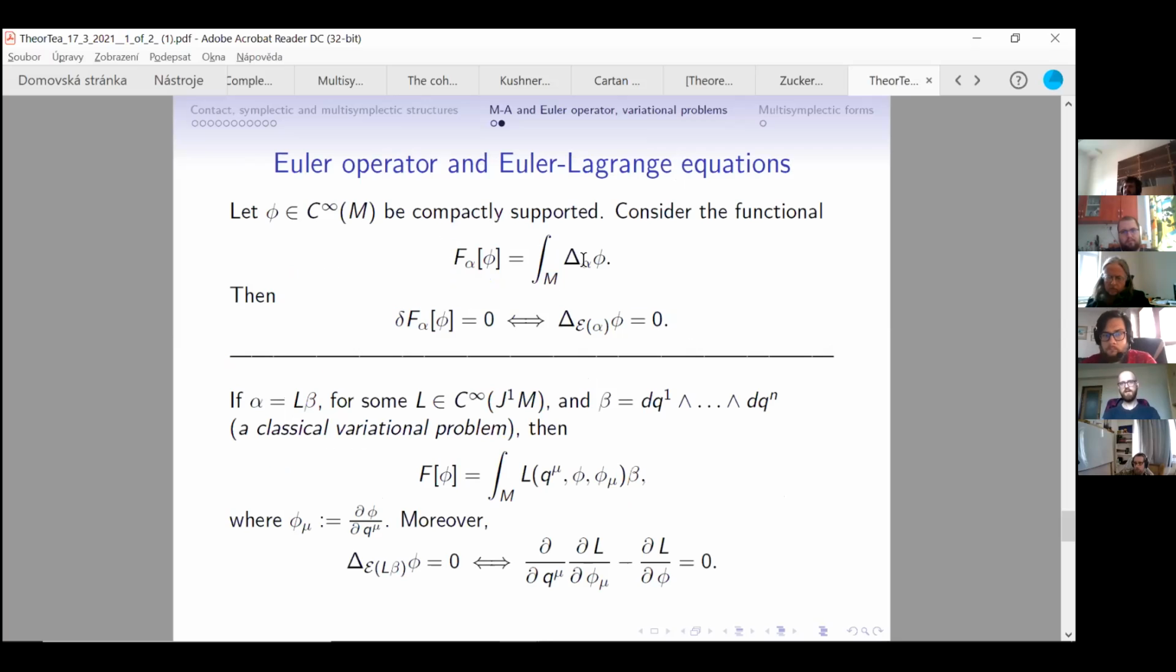Meaning I can take a form up on J1M and define a functional down on M. And I can ask whether there is some other form up on J1M such that I get the Euler-Lagrange equations of this functional, right? And what we want to do is to reverse the process the other way around. We can start with an equation represented by a form and ask for another form which would give us some Lagrangian for the original PDE. Okay, I hope it is not too confusing and that I did not say something wrong.